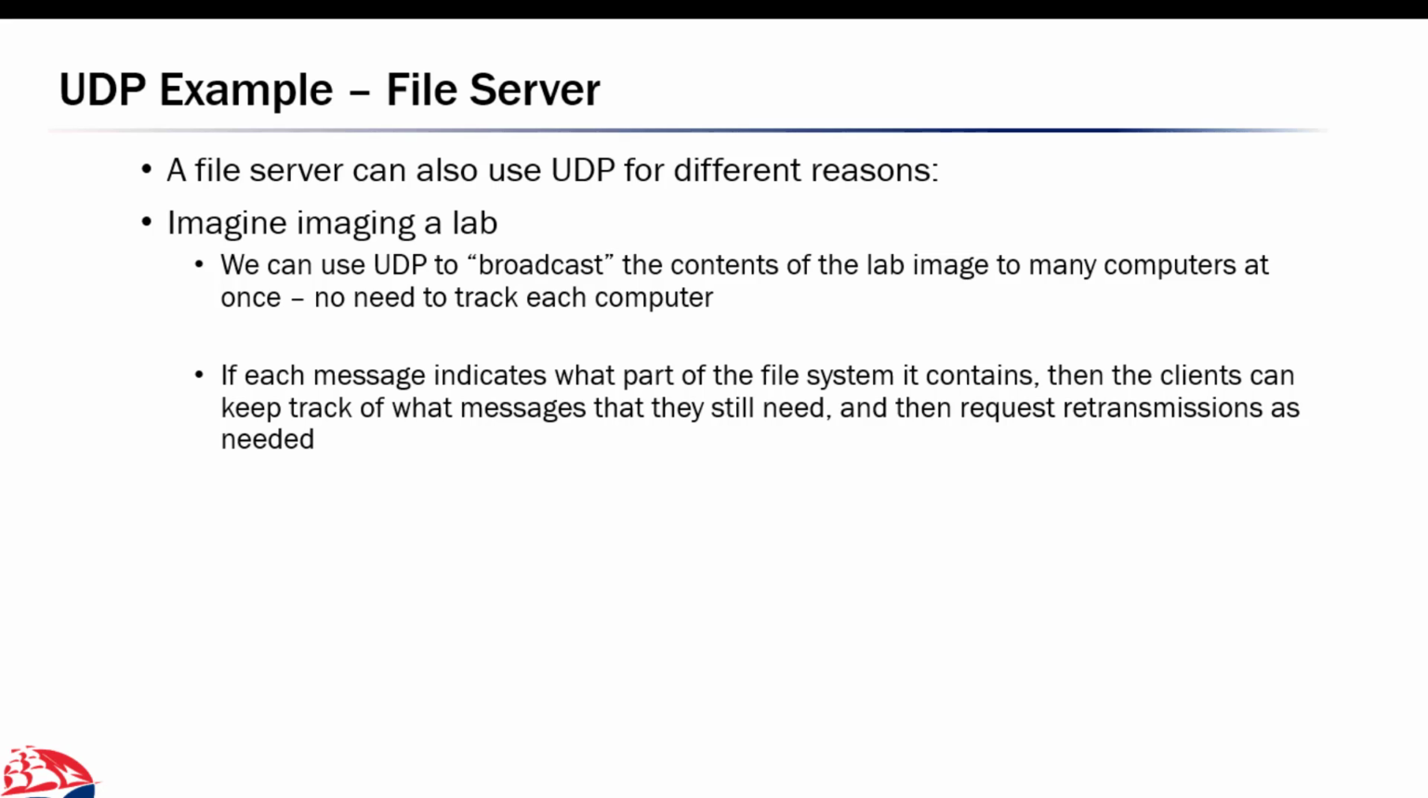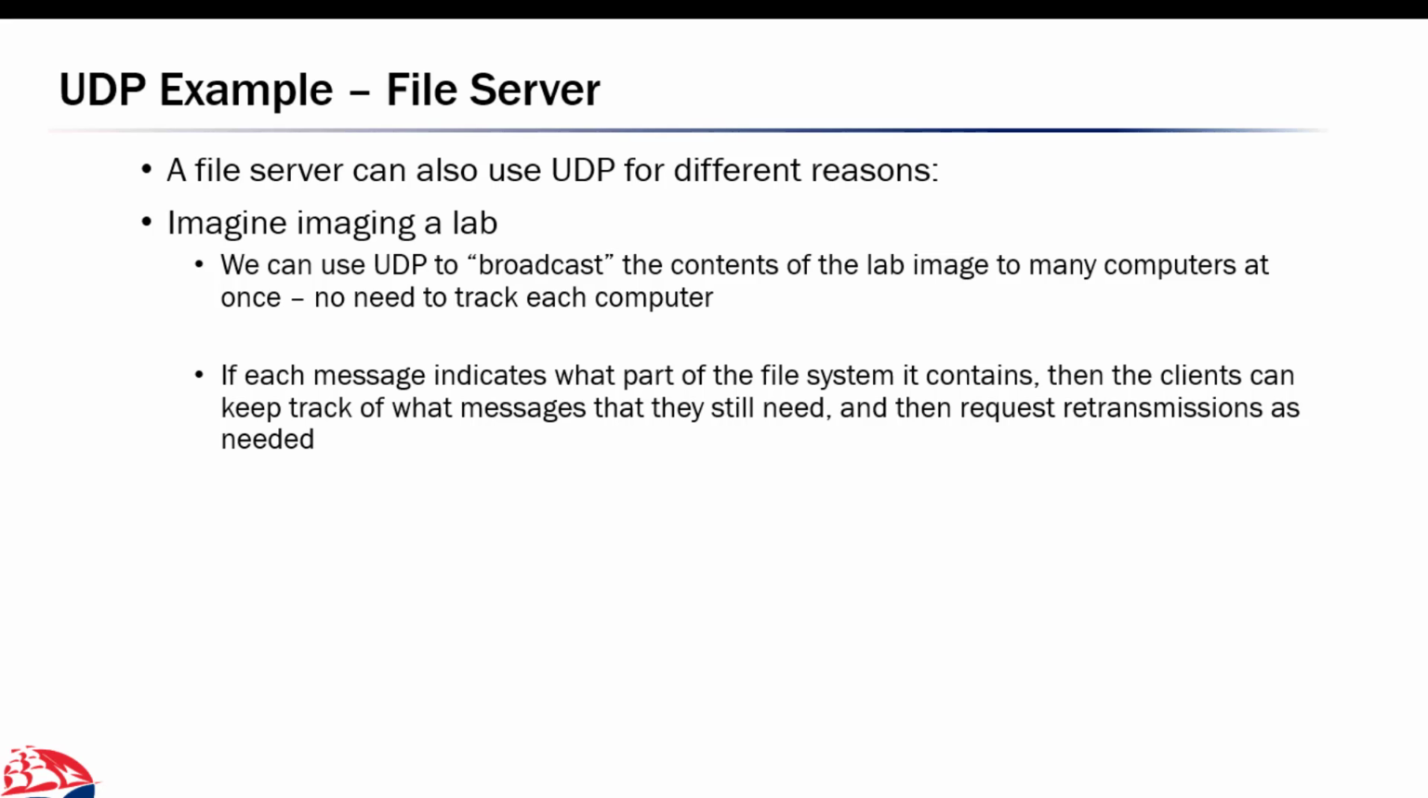Another version of a protocol that works really, really well would be a file server. File servers are often implemented as either TCP or UDP, but a file server can use UDP. And imagine, for example, that you had to apply the image to all of the lab machines. So we have one master copy of a lab machine, and we're going to distribute all of that data to 30 or 40 computers all at once.